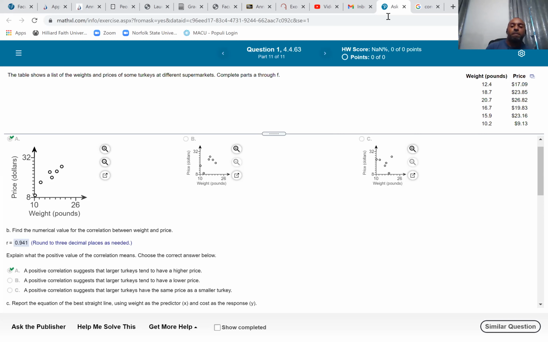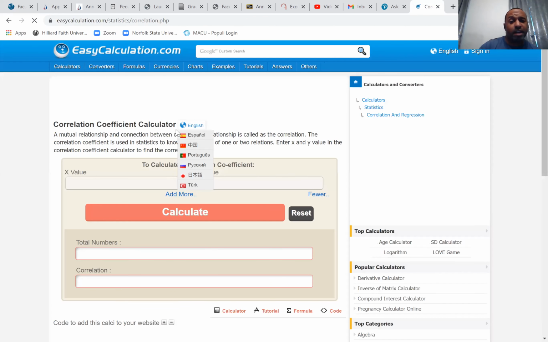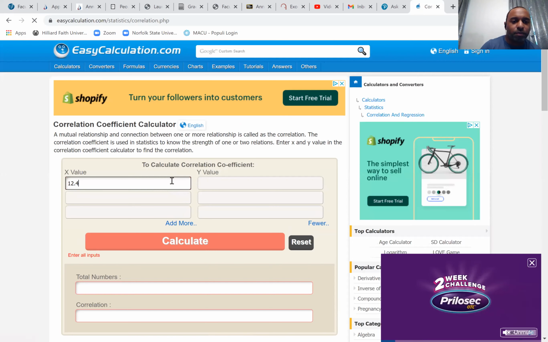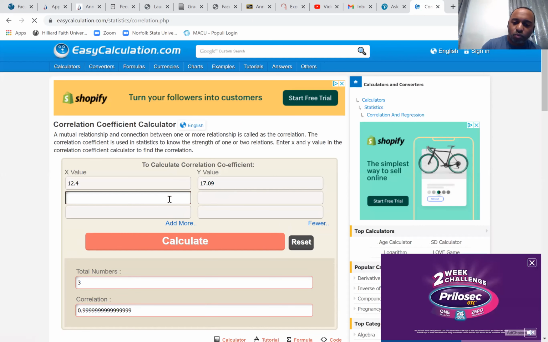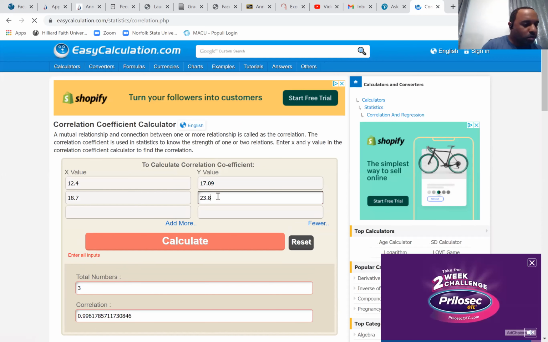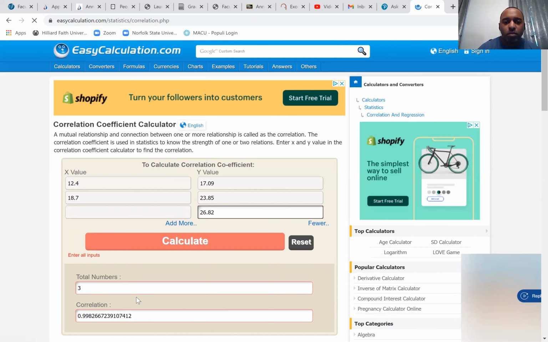So this first one, R, like I said, I'm just starting from scratch. I know a couple of you said you already had that problem. What I would do to find that is Google correlation coefficient easy calculator, because that's what you're trying to find when you're trying to find R, the correlation coefficient. Correlation coefficient with easycalculation.com is a pretty safe website that I've been using. Plug in those values and we should get that number. So let's do 12.4, 17.09. Make sure you plug it in right. I just want to make sure this is what they want.